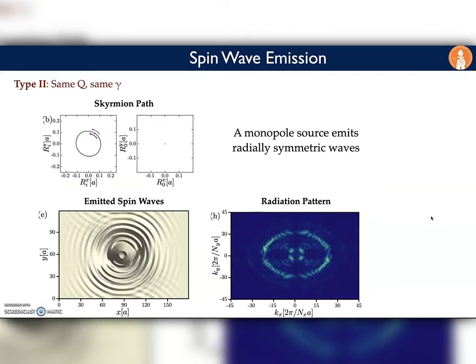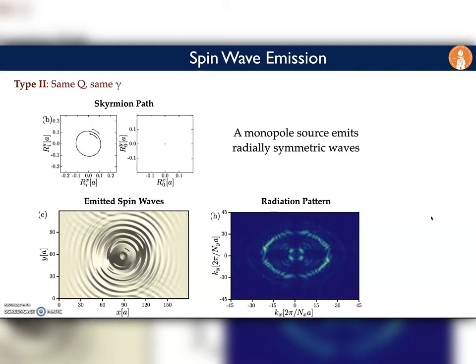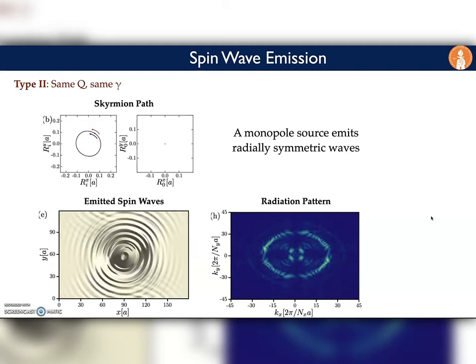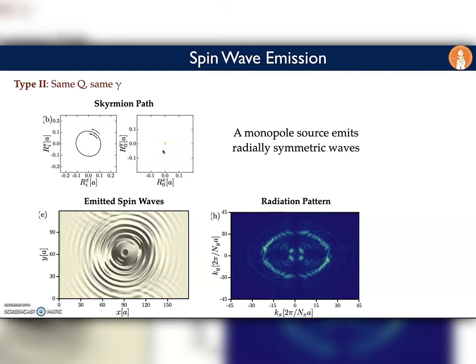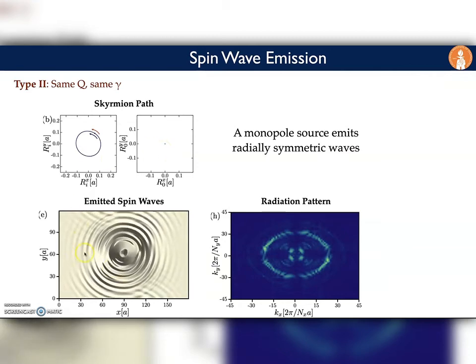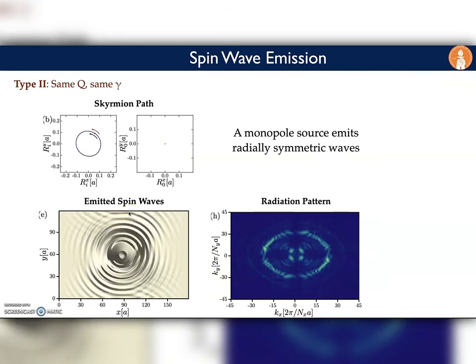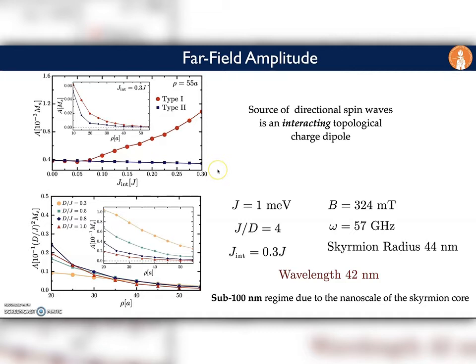Perhaps the least interesting type is having two textures with the same charge and helicity that will perform identical paths with a vanishing charge separation distance. In this case, the emitted spin waves exhibit symmetric radiation patterns as a result of a single monopole emitter. Just to understand the difference between those two types and identify the signatures of the charge interaction in the radiation field, we now study the far-field spin wave amplitude as a function of the interlayer coupling.